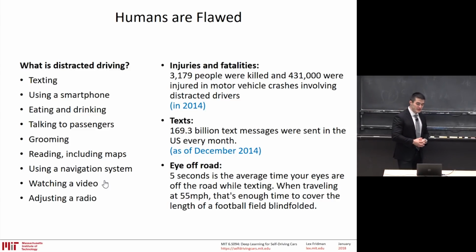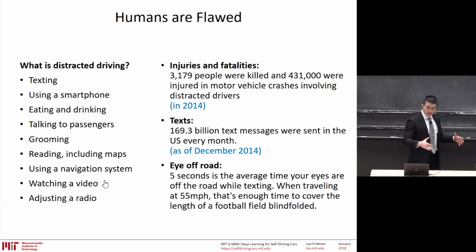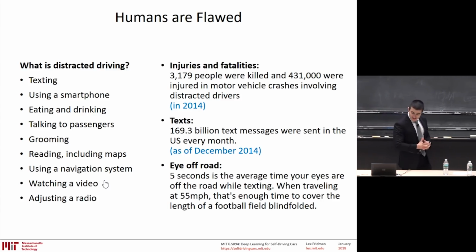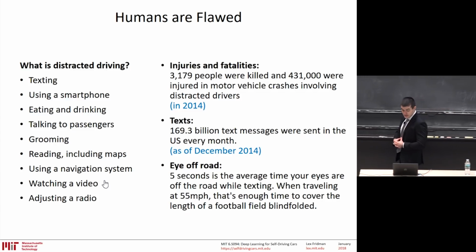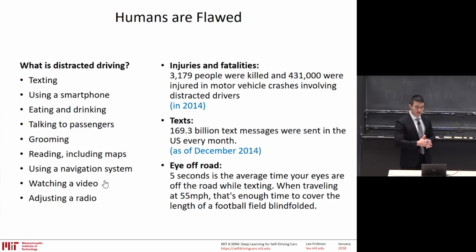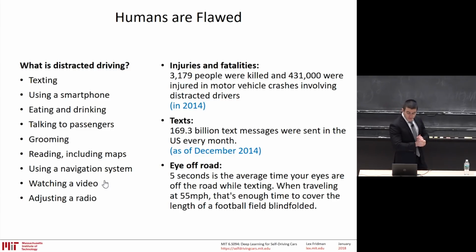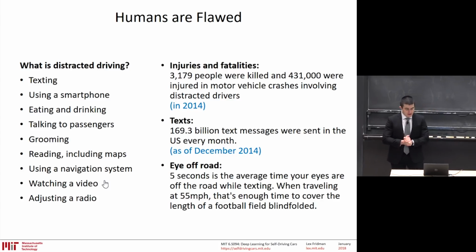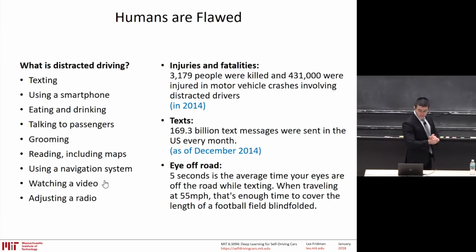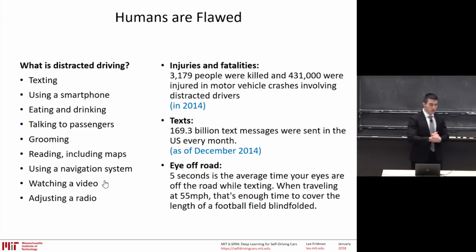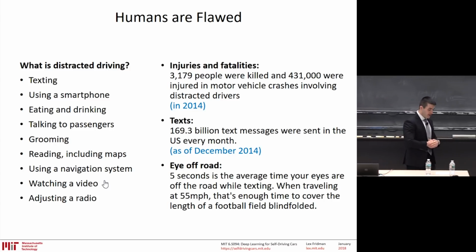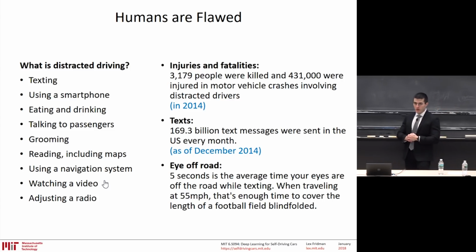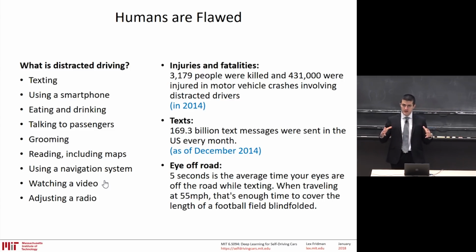Texting. Every day, more and more people text. Smartphones are proliferating in our society. 170 billion text messages are sent in the United States every month. That's in 2014. You can only imagine what it is today. Five seconds is the average time your eyes are off the road while texting. If you're traveling 55 miles an hour, in those 5 seconds, that's enough time to cover the length of a football field. So you're blindfolded. You're not looking at the road. So many things can happen in that moment of time. That's distraction.